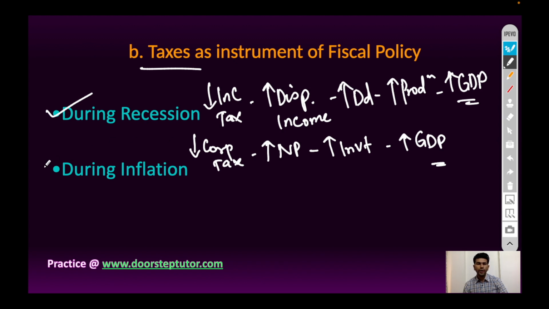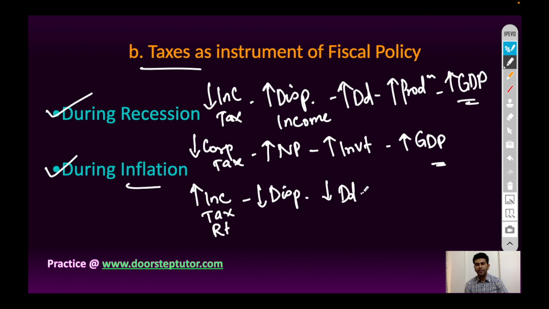On the contrary, during an inflation period, the government increases the income tax rate. People will be left with lesser disposable income. People will demand less. There will be a reduction in prices. So automatically inflation will get controlled.